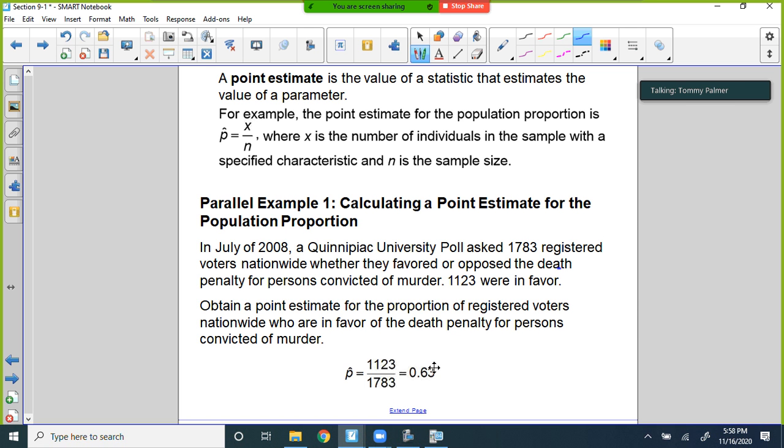0.63. Fair enough? All right. So nothing, it kind of leads right on into where we're going, right?